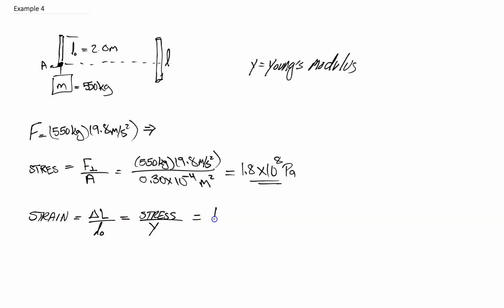so you can get some connections here that might be useful in future applications and examples. We just found out that the stress is 1.8 times 10 to the 8th Pascal. Young's modulus, if we look it up for steel, is 20 times 10 to the 10th Pascal. So the elongation, or the strain, is 9.0 times 10 to the minus 4.